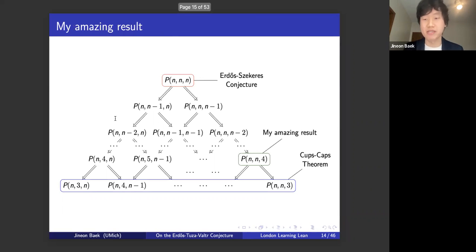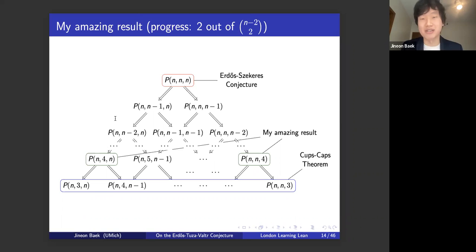And here is my amazing result. So my result is this one. I took one step further from the bottom. And my friend told me that I actually did twice of that. By symmetry, if you flip the roles of caps and cups, you also have that as a result. So to reach the notorious Erdős-Szekeres conjecture, we only need to prove the remaining cases. I did 2 out of (n-2 choose 2). So I think you can complete the rest.